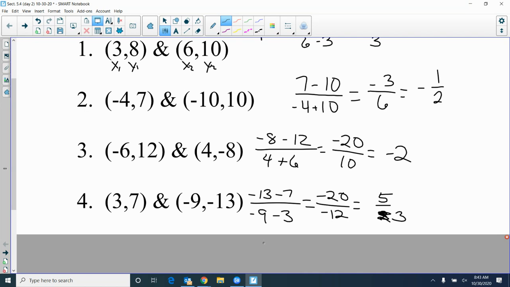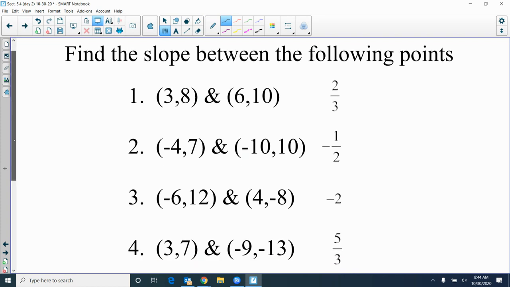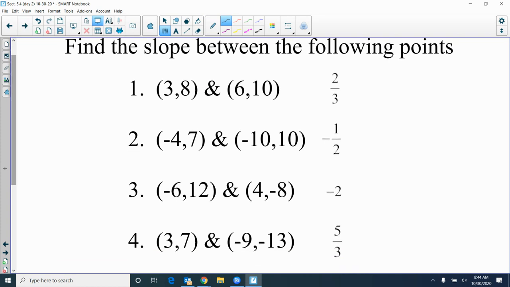Okay, good. It's always good to review, because for whatever reason, certain people like to write those as ordered pairs. Okay, when we're doing slope, it's always gotta be a fraction. Rise over run. All right, let's finish up your notes from yesterday. Oh, here's our answers. 2/3, -1/2, -2, and 5/3.